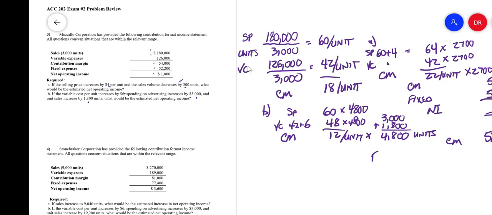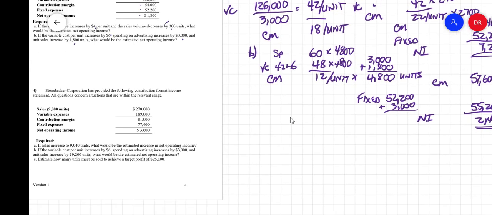Okay, now for fixed expenses, we're going to take the old 52,200 and we're going to add 3,000 to it. So our new fixed expense is going to be 55,200. So under this scenario, our net operating income is going to be 2,400. All right, so that's number 3, parts A and B.